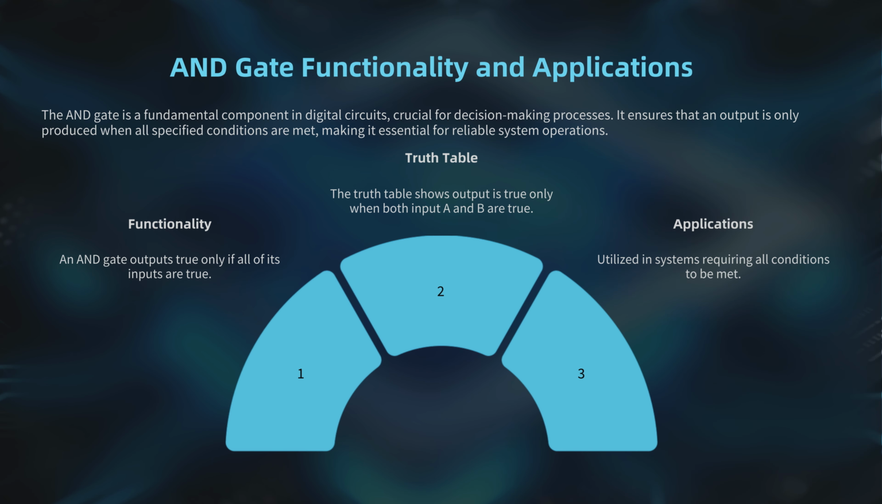AND gate functionality and applications. The AND gate is a fundamental component in digital circuits, crucial for decision-making processes. It ensures that an output is only produced when all specified conditions are met, making it essential for reliable system operations. Truth table: The truth table shows output is true only when both input A and B are true. Functionality: An AND gate outputs true only if all of its inputs are true. Applications: Utilized in systems requiring all conditions to be met.